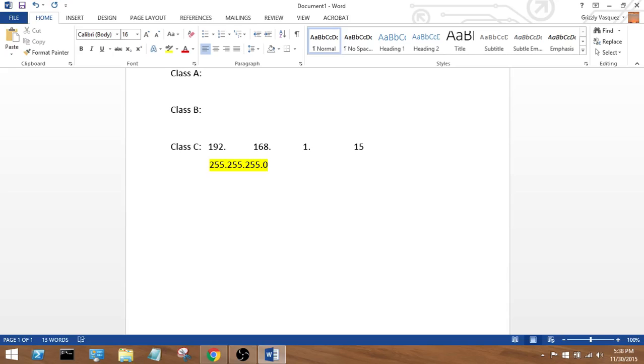Alright, so it goes like this. From left to right, it goes the highest number in binary, because there's 8 of them, right? So this is called an octet because there's 8 bits in each one of these numbers, right? So this is what it looks like. These are place values, okay?